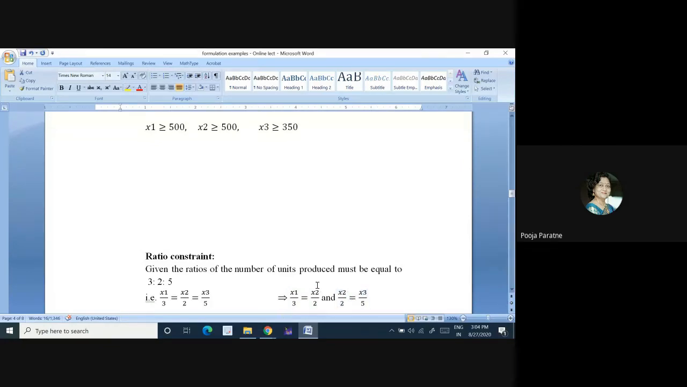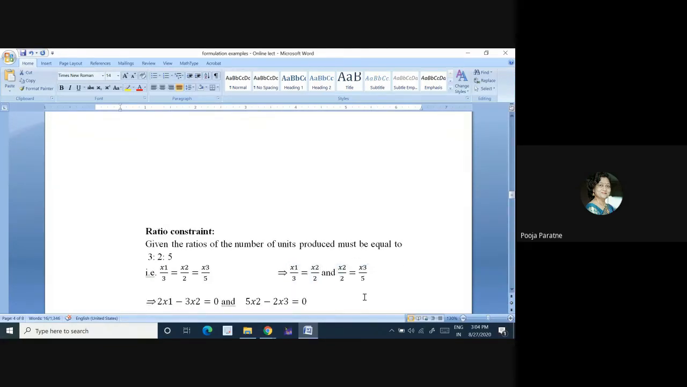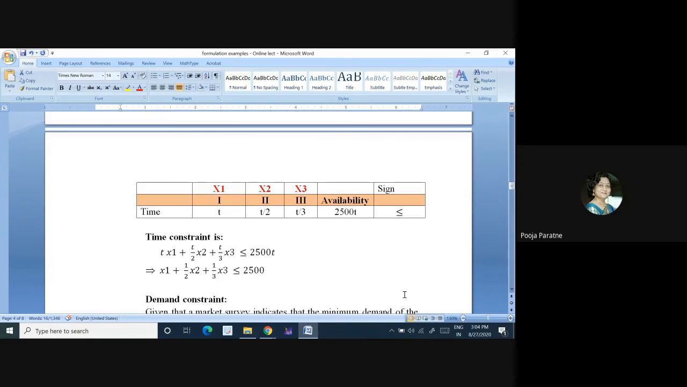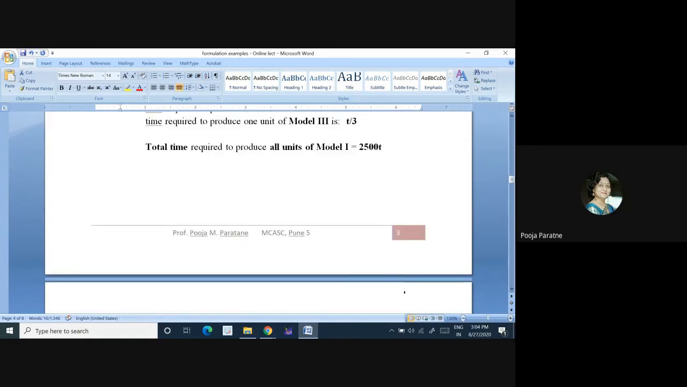So from this I will get two more constraints. Which are those constraints? These are my two constraints. This implies 2x1 minus 3x2 equal to 0, and 5x2 minus 2x3 equal to 0. So now I think almost all the information has been covered for this example.